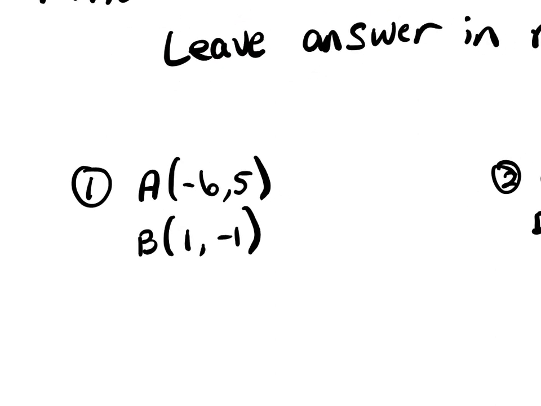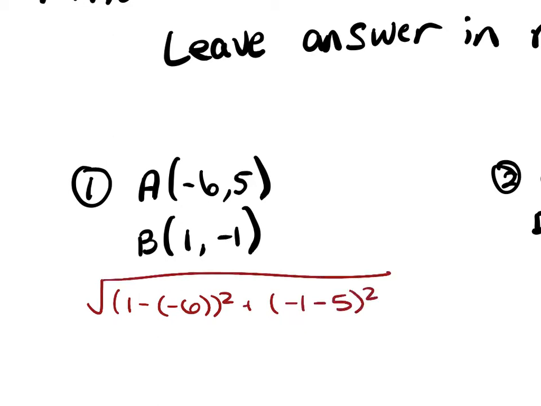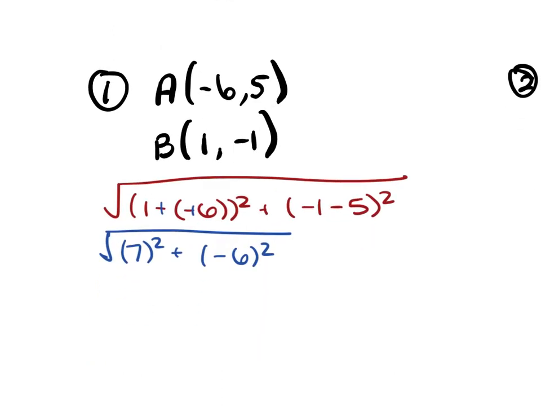If we find the distance between these points, we are using the same formula. So for 1, we have A, which is -6, 5, and B, which is 1, -1. So it's going to be the square root of 1 minus -6 squared plus -1 minus 5 squared. This turns into 1 plus 6, which is 7 squared plus -6 squared. The 7 squared is 49. The 6 squared is 36. So we do the 49 plus 36, which is 85. So that's just the square root of 85.